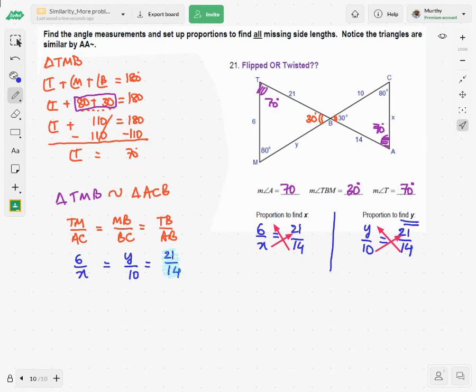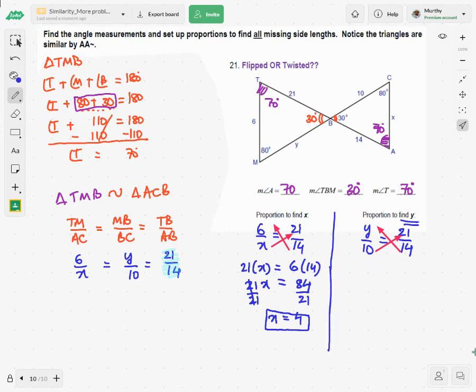Okay, let's check whether your answer is correct or not. It is 21 times x equals 6 times 14. Then 6 times 14 is 84. It is 21x equals 84. You know how to find the value of x. To isolate x, we have to divide by 21 on both sides. The value of x is 4.